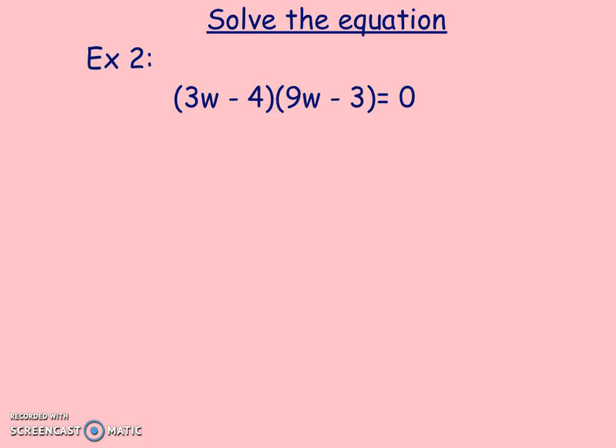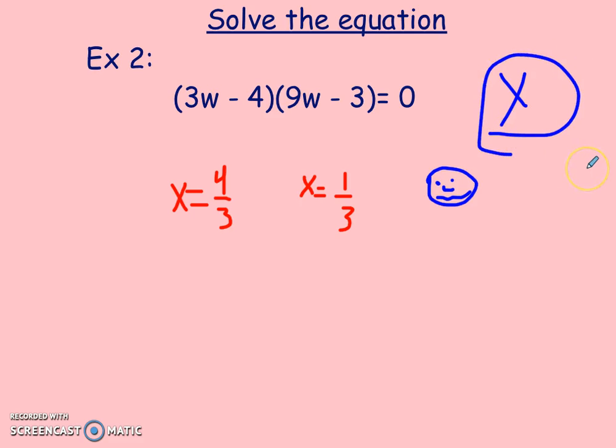Your turn. Pause your video and use the zero product property to solve the equation for example 2. Both of these are fractions this time. Did you get x equals 4/3 and x equals 1/3? If you did, give yourself a little crazy mouth face. If you didn't, give yourself an X and go back. Figure out where you made your mistake and circle it if you figure it out.